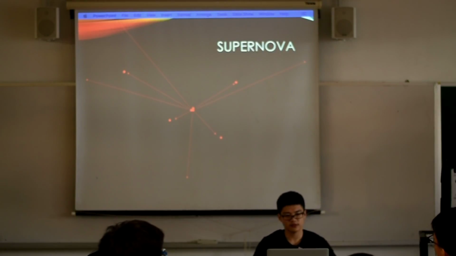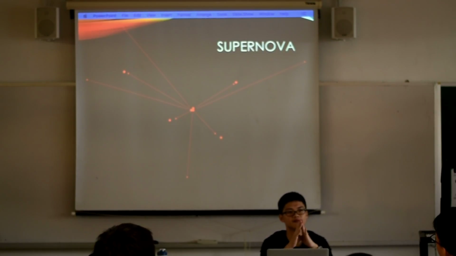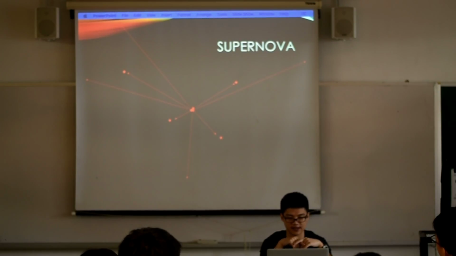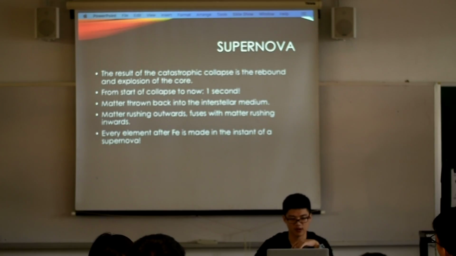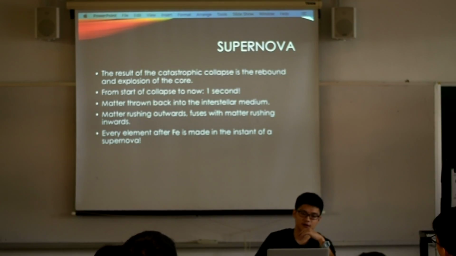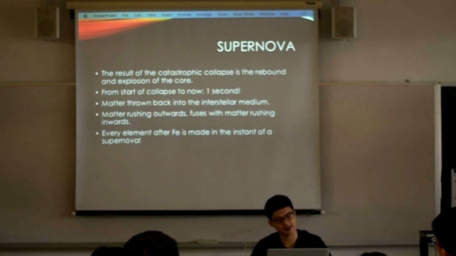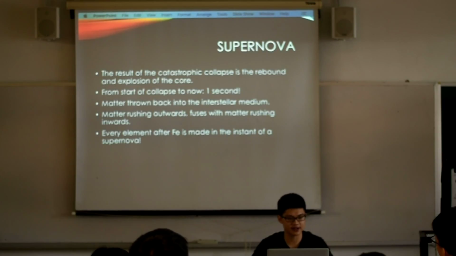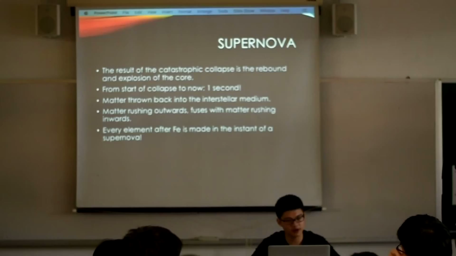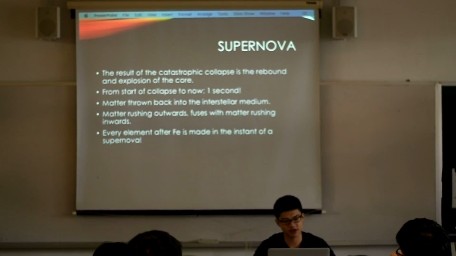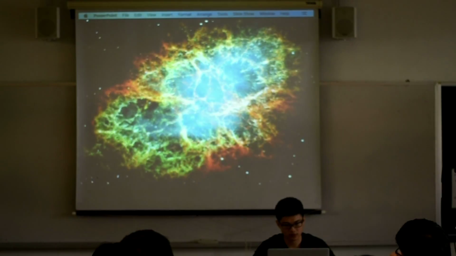So the neutrons will not stay there. They repulse each other and get pushed outside. At this point, it's called a supernova explosion. Within 1 second, the material is thrown back into the interstellar medium, and the metals rushing outwards fuse with metals rushing inwards. Because of the energy of the explosion, all the heavier elements are artificially made.